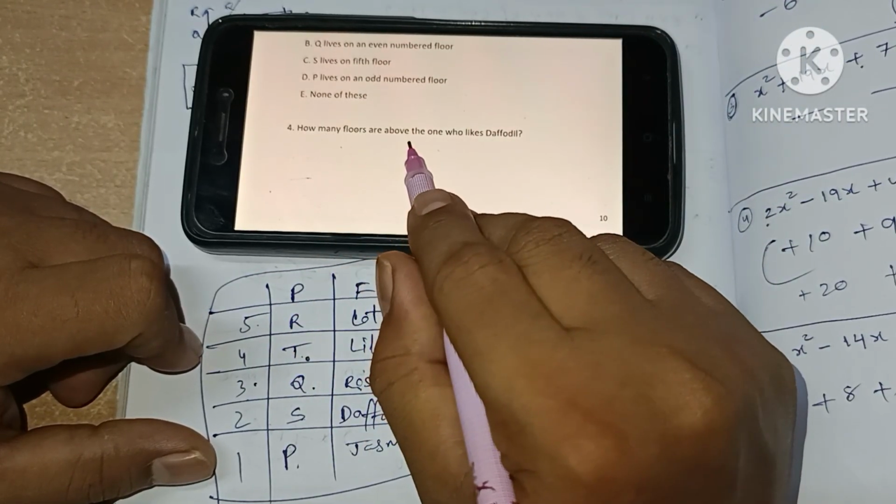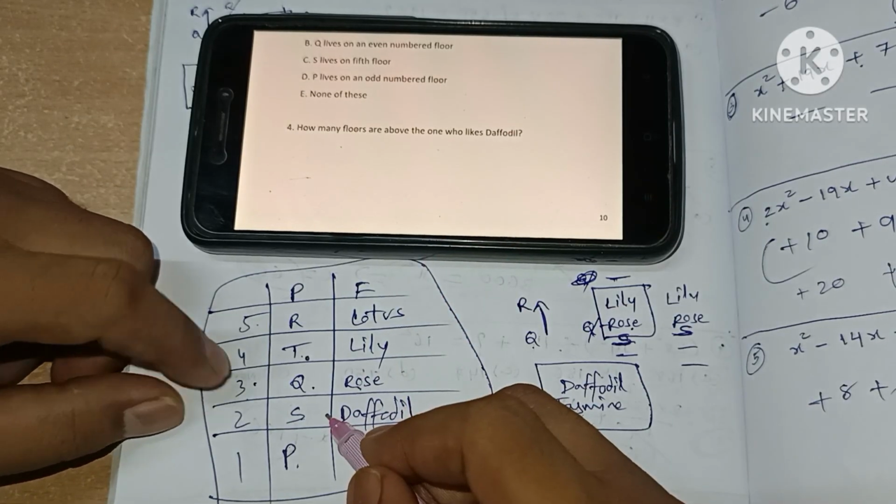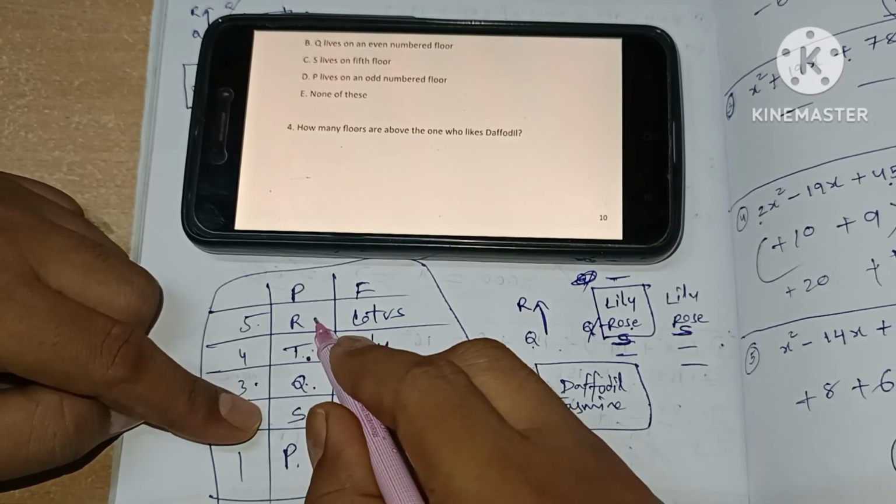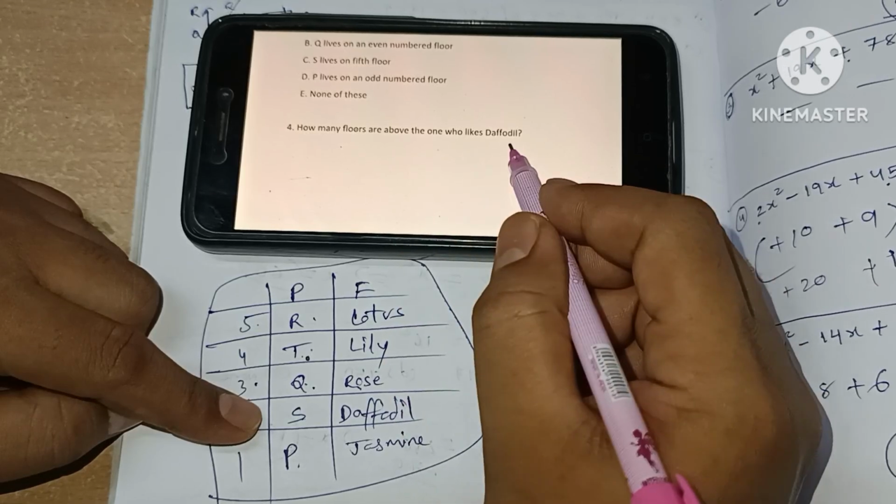Next, how many floors are above the one who likes Daffodil? Above Daffodil, 1, 2, 3. 3 floors will be there above Daffodil.